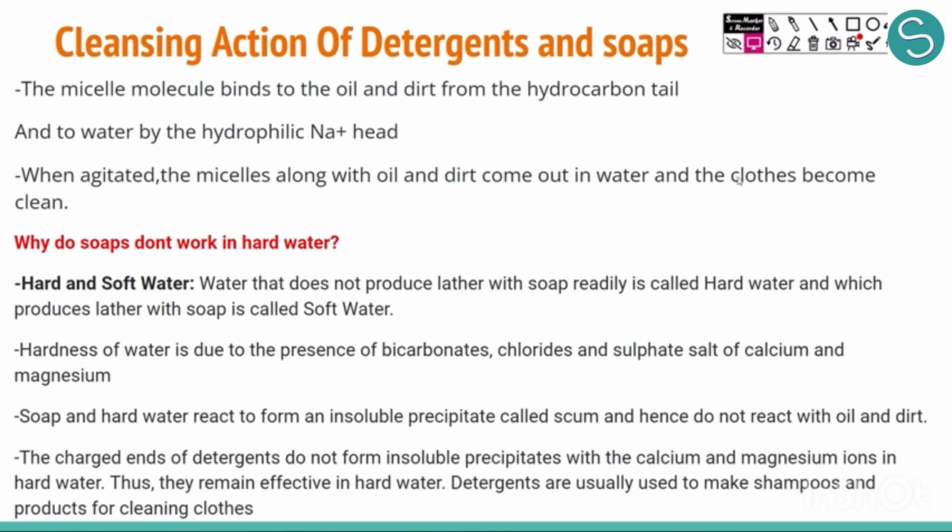But we have seen how soaps work and how detergents work. Both work in a similar way by forming micelles. Just the molecular structure is a bit different, but both work in a similar way.